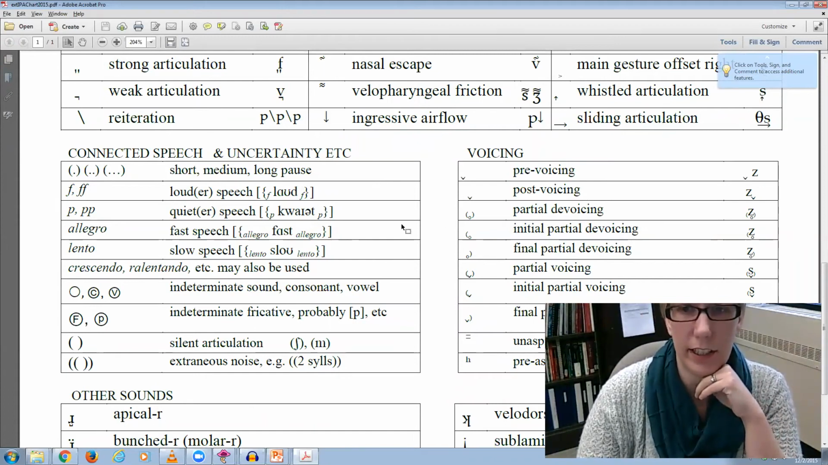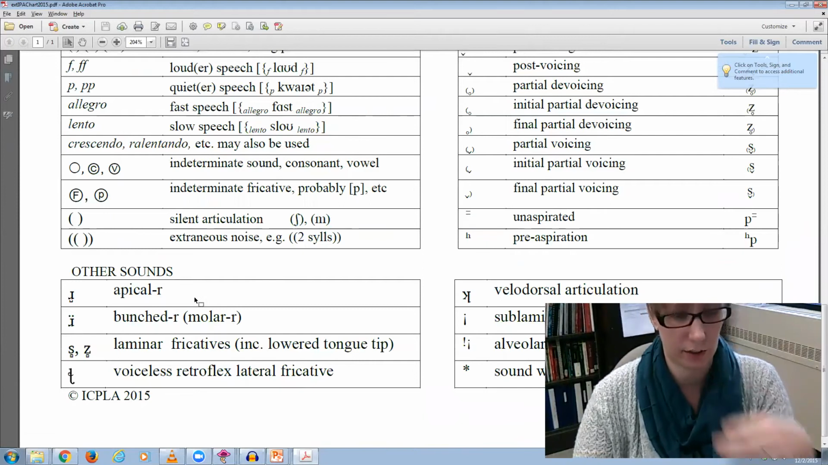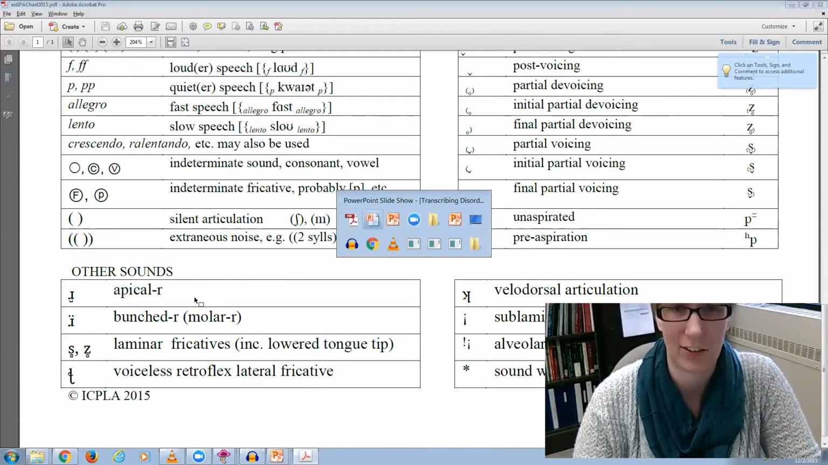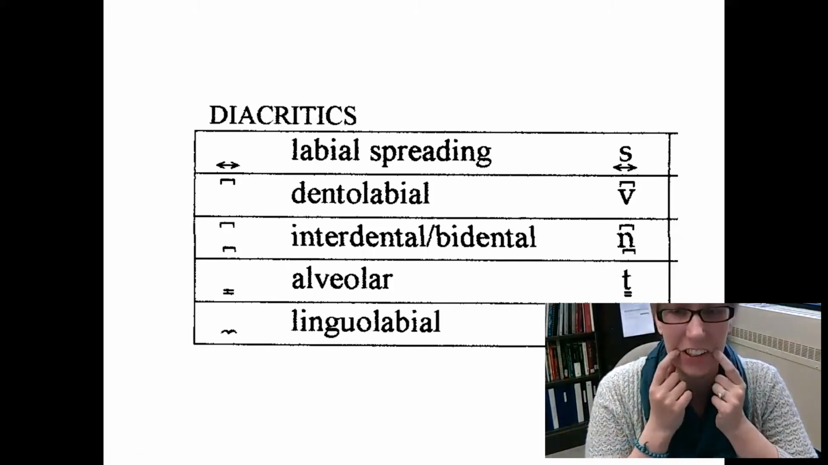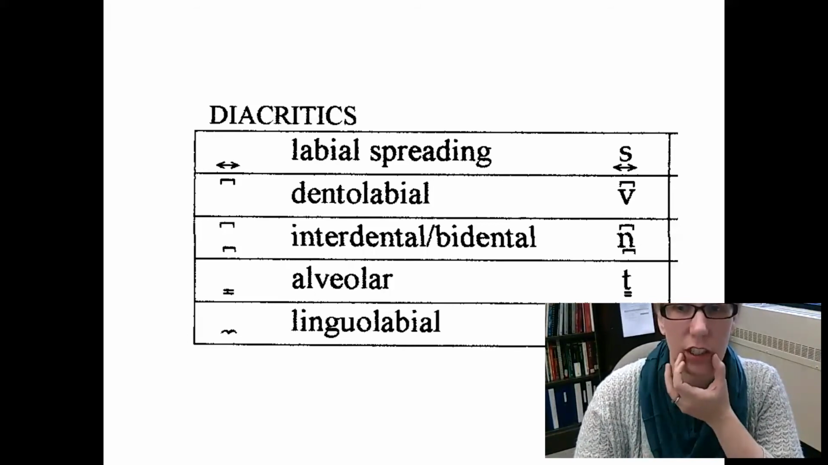And some other voicing things we'll talk about, as well as some just other miscellaneous stuff that doesn't really fit in any other category. All right, so we have a lot of these we've talked about, but we haven't talked about labial spreading. Here we've got an S, which wouldn't normally be produced with spread lips. S usually has pretty neutral lips rather than sh, which often has rounded lips. But this diacritic would just mean for this particular sound, there is extra spread lips, so spread s rather than s.